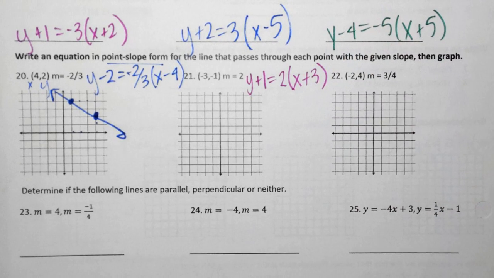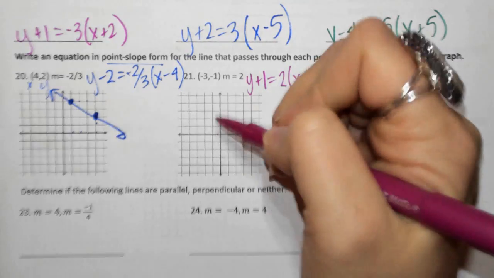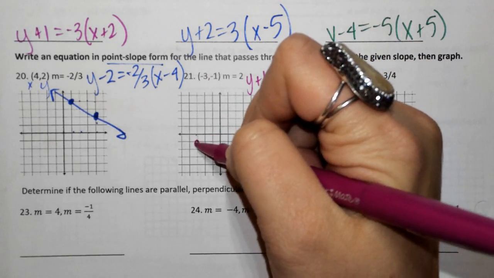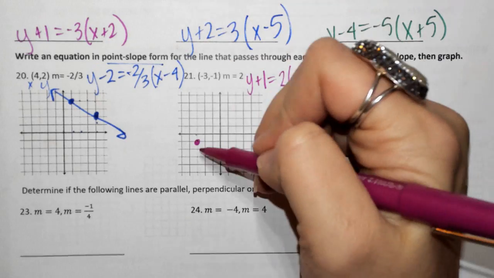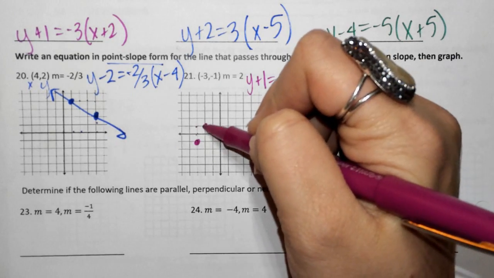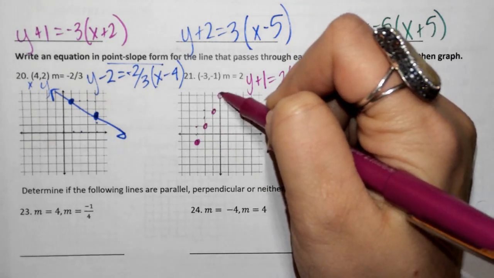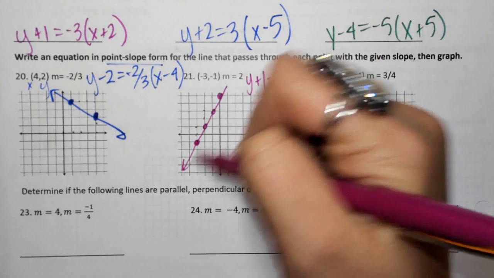How do we graph it? You're going to go to the left 3, then down 1. And then what do I do? Then you're going to go up 2, right 1. All right, Travis, take a point. Good.